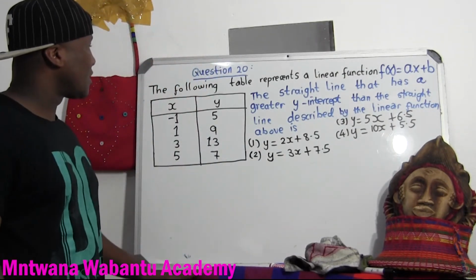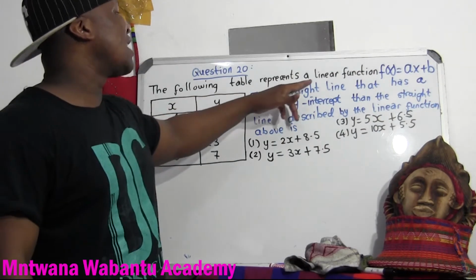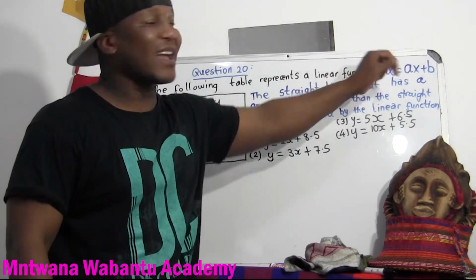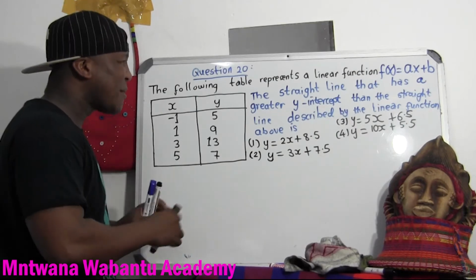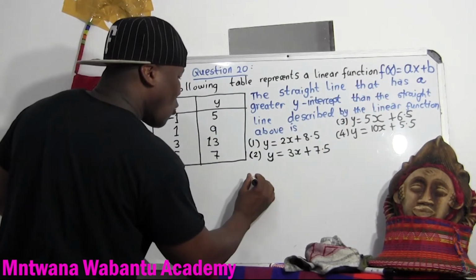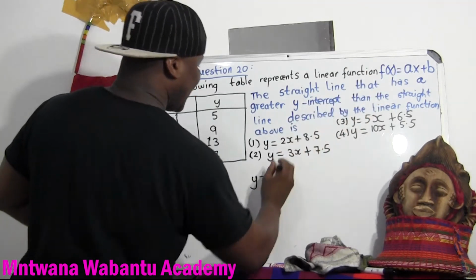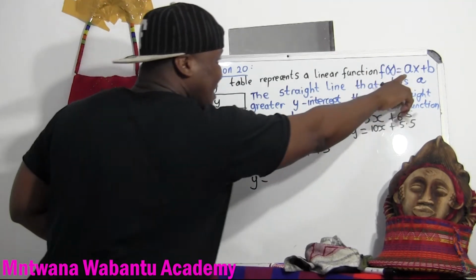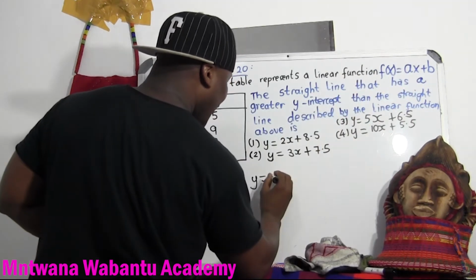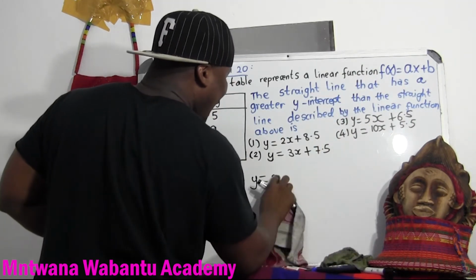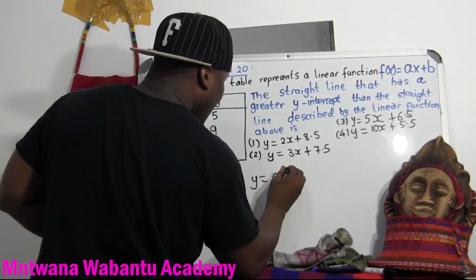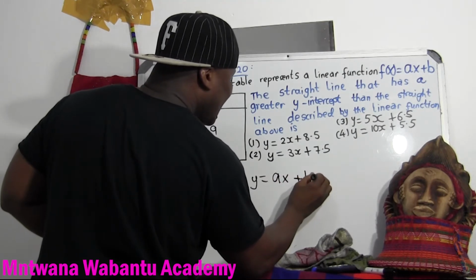So now, let's see here, question number 20. The following table represents a linear function. Oh, yes, you know why? Because look, f of x means y. When you say f of x, it's like a y. Equal to ax. Remember, for this case, a represents the slope. So it's like mx, but for this case, they didn't say m, it's a, x, and then plus b. So b is the y intercept.